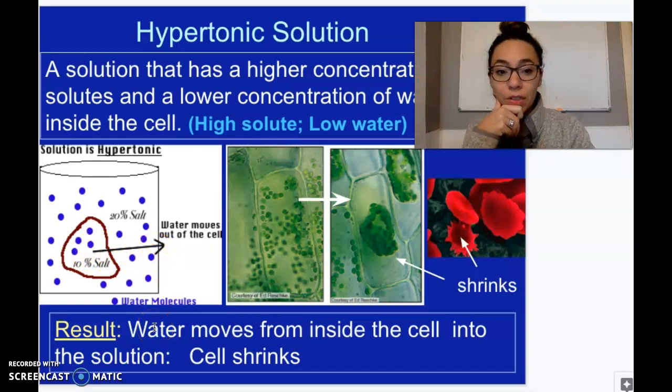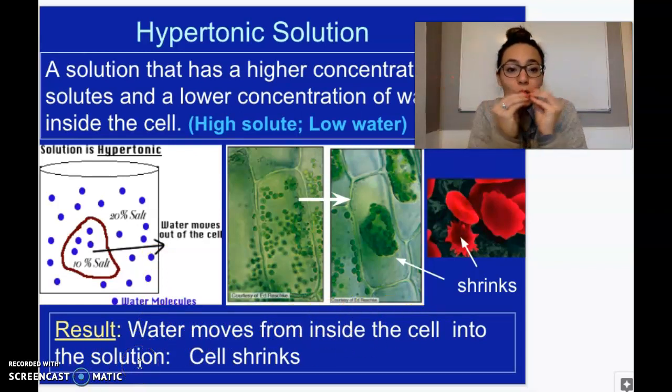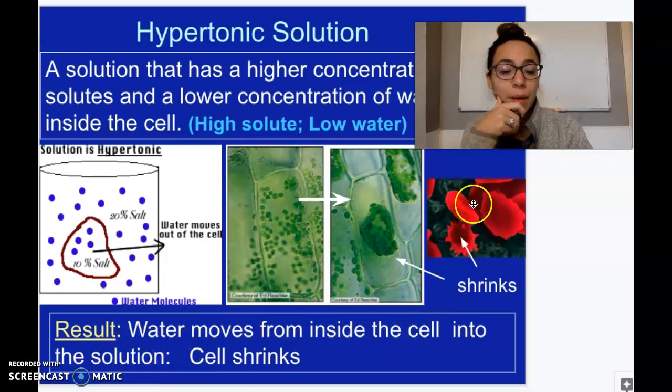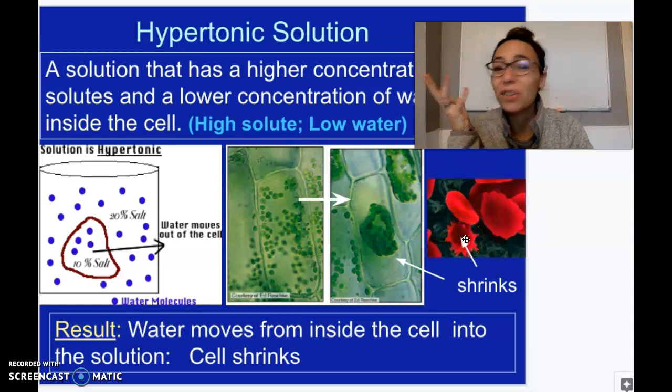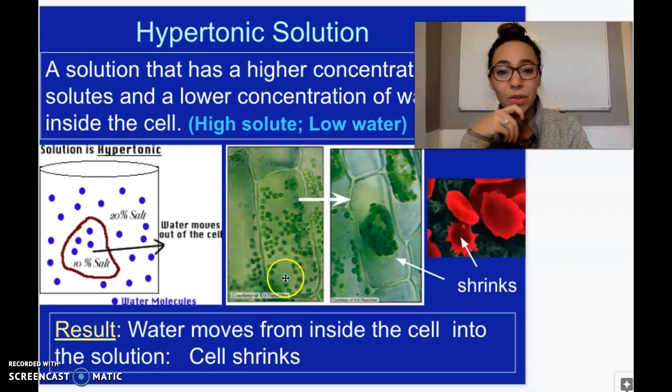So the result, if you are a cell, is that water moves from inside the cell into the solution. So the cell will shrivel up. If we're talking about a human cell, in this case a blood cell or any animal cell, it's going to shrink, right? And if a cell shrinks, do you think it's functioning properly? Probably not, right? If it's all shriveled up, it's not going to be functioning to full capacity.